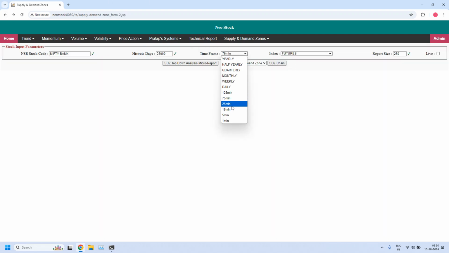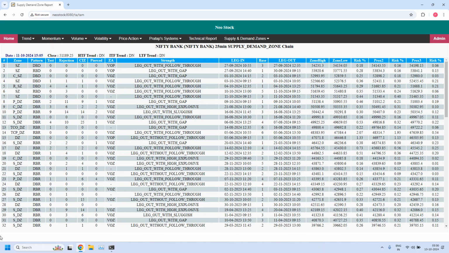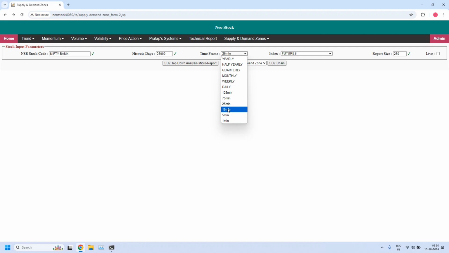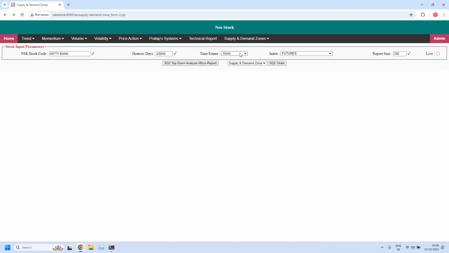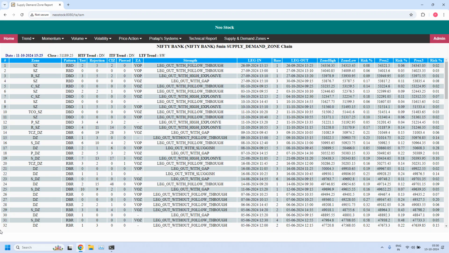Next time frame is 25 minutes. So generating the 25 minutes supply demand zone chain for Bank Nifty. So next time frame, 15 minutes. So the 15 minutes supply demand zone chain for Bank Nifty. And the last time frame is 5 minutes. So the Bank Nifty 5 minutes supply demand zone chain. So with this we have completed the Nifty and Bank Nifty supply demand zone chain.